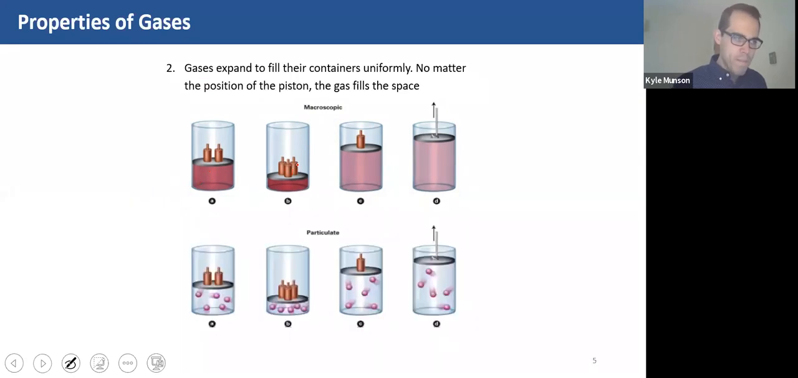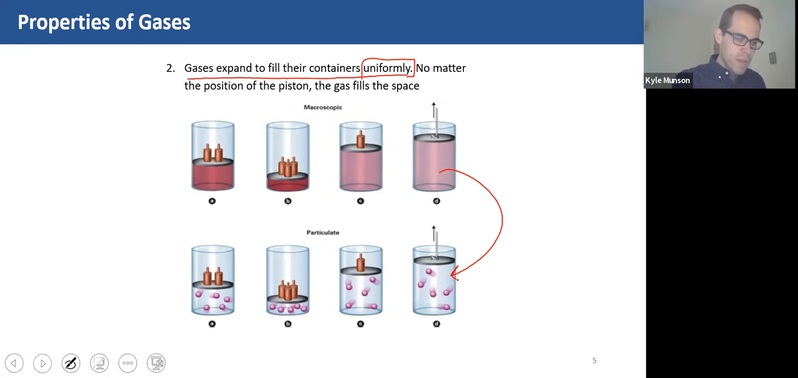All right, the second property of a gas is that gases expand to fill their container's volume and to fill it uniformly, okay? So that's the key. So no matter the position of the piston here, the gas fills that space. And remember when we talked about representations of matter, I said chemists look at macroscopic things and they view them through a particulate level view. So this is a particulate level view of what you're seeing on the top here in the macroscopic view.